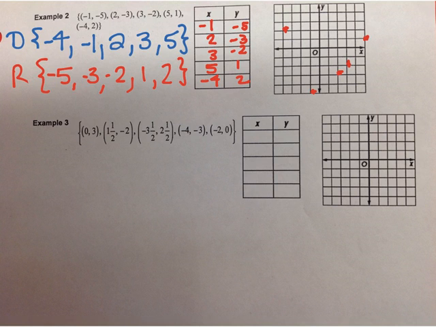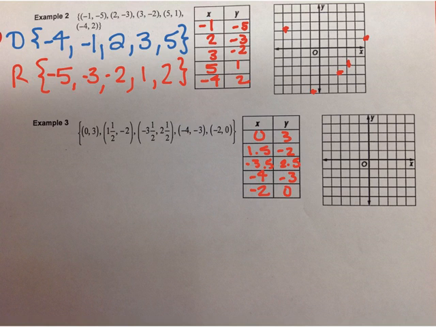And let's skip down to number 3, our last example. So I have 5 ordered pairs, and I need to go ahead and write my x and my y values. So let's go ahead and write down my x values. I have 0. And instead of fractions, I'm going to go ahead and write them as decimal. So I have 1.5, negative 3.5, negative 4, and negative 2. Okay, and then my y values are going to be 3, negative 2, 2.5, negative 3, and 0.